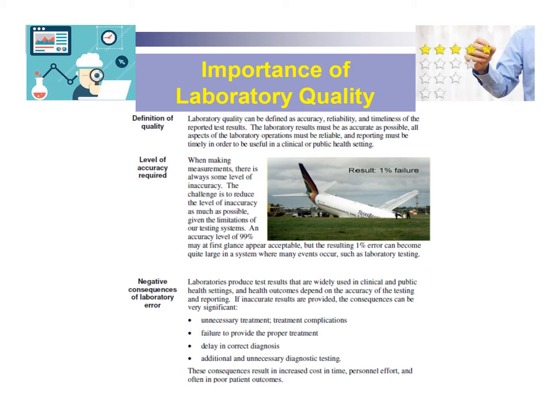So when we are talking about the level of accuracy required when making measurements, there is always some level of inaccuracy. The challenge is to reduce the level of inaccuracy as much as possible given the limitation of our testing system. So an accuracy level of 99% may first appear acceptable, but the 1% error can become quite large in a system where many events can occur.